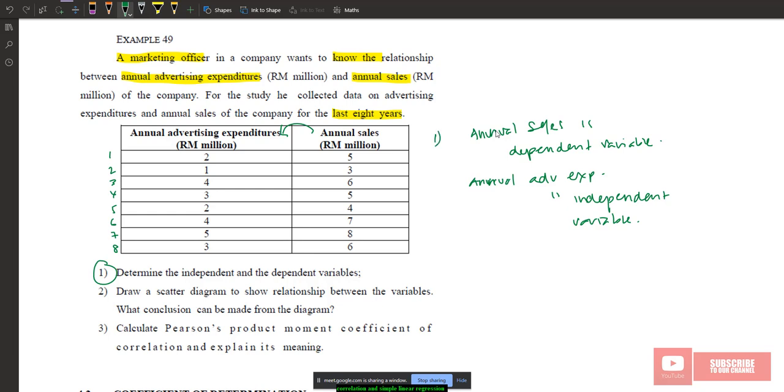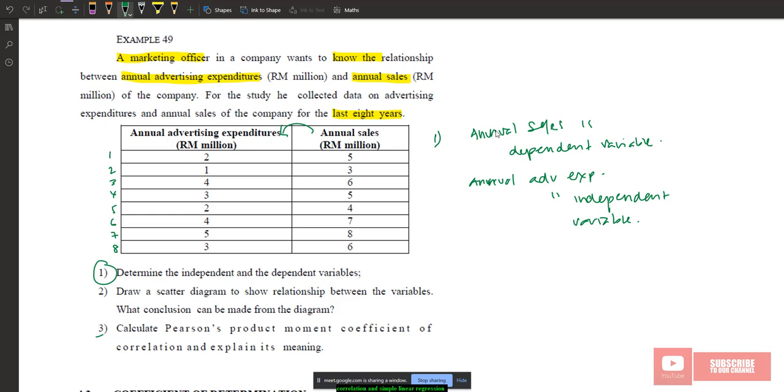If you fail to identify which variable is dependent and which is independent, then when we do simple linear regression, you will get a wrong answer. We will still get the right answer for the Pearson product moment correlation, but in simple linear regression you will get a wrong answer. So this is the most important step: you need to identify which variable is independent and which is dependent.